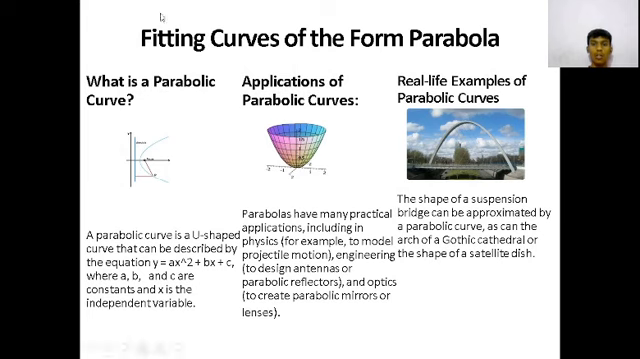So, the curve fit method in the form of a parabola. What is a parabolic curve? A parabolic curve is a U-shaped curve that can be described by the equation y equals ax squared plus bx plus c, where a, b, and c are constants and x is the independent variable. So x varies its values according to the table, and it forms a curve with respect to the y-axis. So this is a parabola.